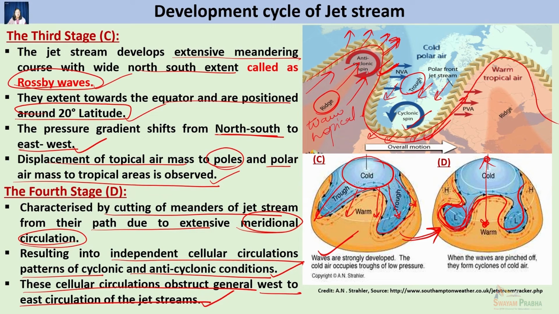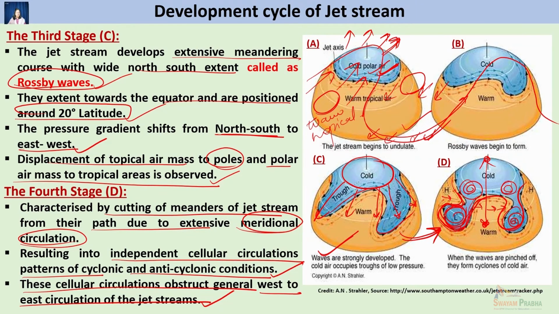So as the jet streams become very extensive, small independent cellular activity starts in the ongoing very deep meandering wavy pattern, which obstructs the west to east pattern of the jet stream, and the entire jet stream becomes highly dissected and grooved. And at this stage, the jet streams highly impact the anticyclonic conditions as well as the cyclonic conditions which exist on the Earth's surface. So these are the four stages of the index cycle of jet streams.